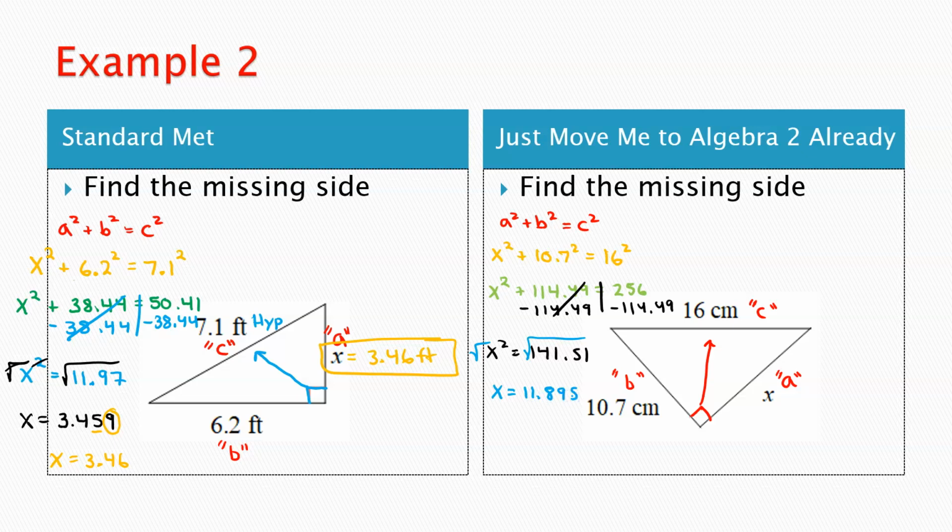11.895. And again, if we round to the nearest hundredth, that looks like x equals 11 point. And again, if it's a 5 or more, we're going to let it soar. So that 9 would turn into a 10, which turns the 8 into a 9. It's going to give us 11.90. This missing side measures 11.90 centimeters. There we have it.